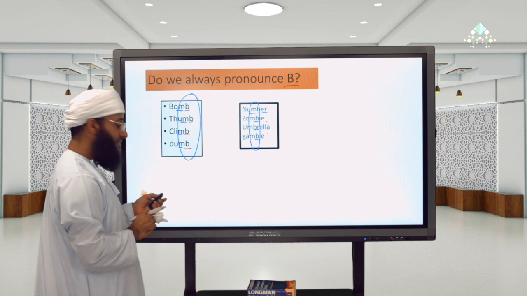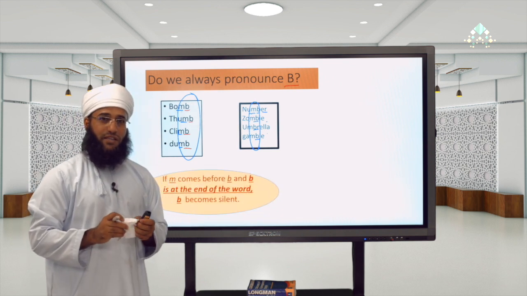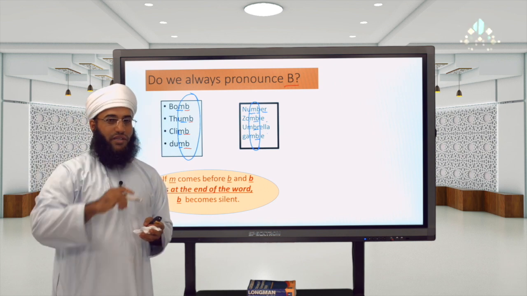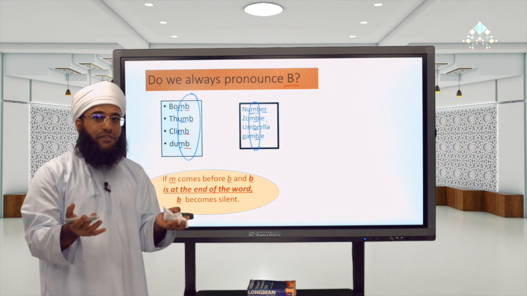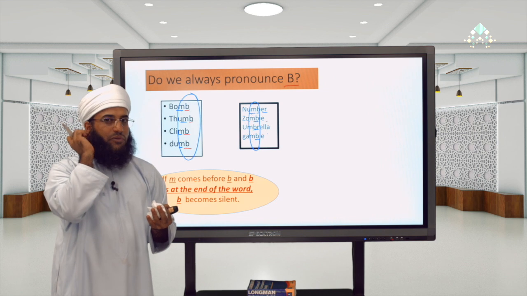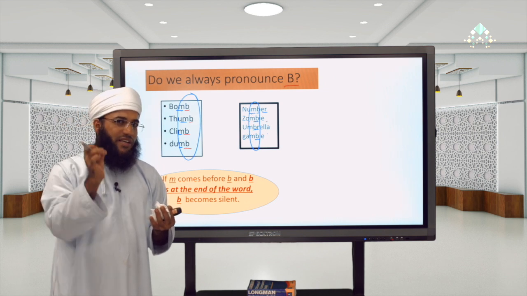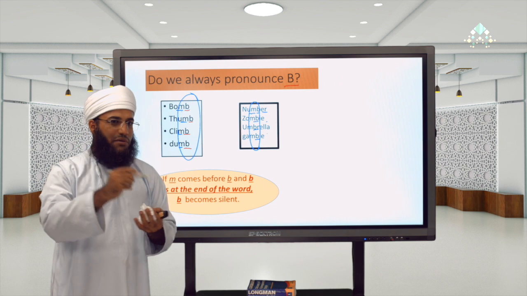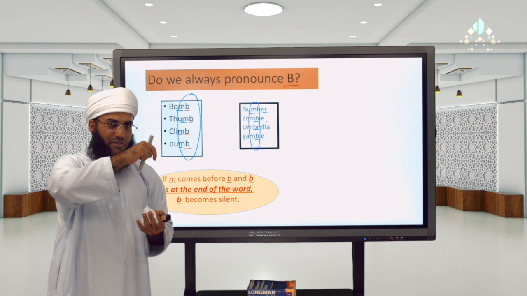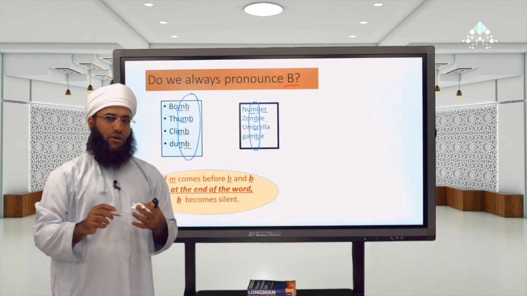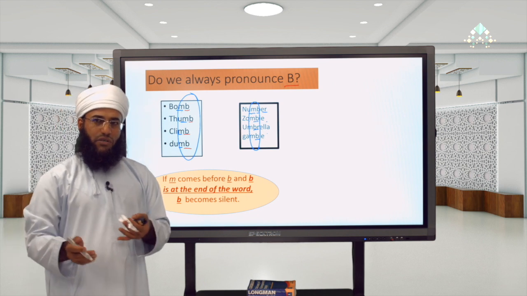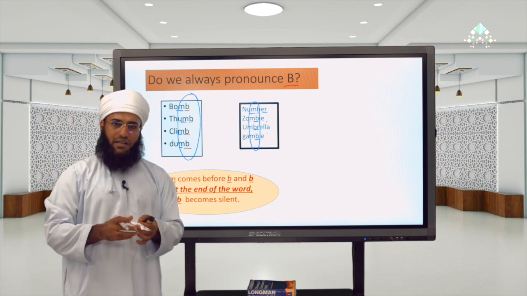Clear. Okay, let's see the rule now. The rule says, you can write this down, memorize it, use it in other examples that you see when you read, because this will come somewhere, or you will hear people, so you can tell what they're saying. Maybe a dictation, maybe you need to write down something. So if you know, oh, the B is silent here, but they mean this word. So if ma sound comes before ba, and ba is at the end of the word, then ba becomes silent. Okay?